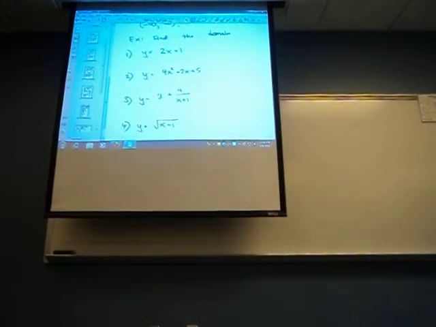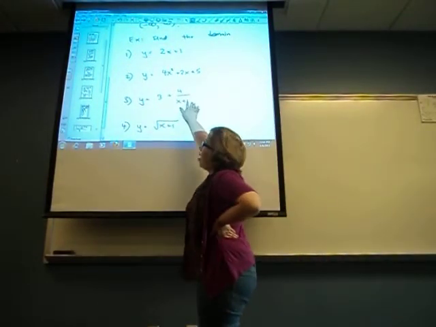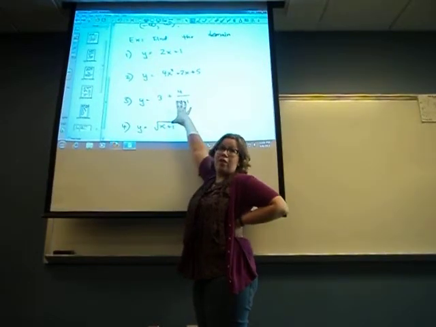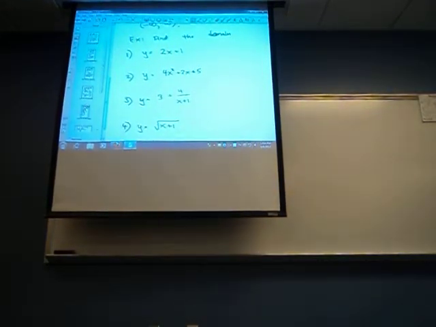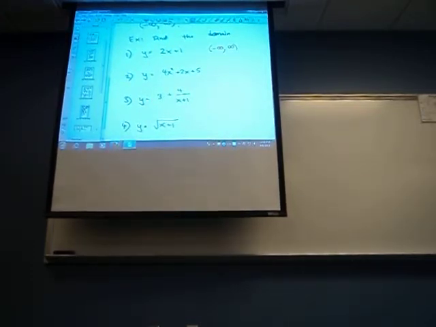Okay, so what's the difference between the first two and the second two? The second two have fractions and square roots. The second two have stuff we need to worry about. I've got a fraction here. I've got a square root here. That's stuff we need to worry about. The first two don't have those. So if the first two don't have anything that we need to worry about, then what is the domain? Negative infinity to infinity. So no square roots, no fractions, the domain is automatically negative infinity to infinity.